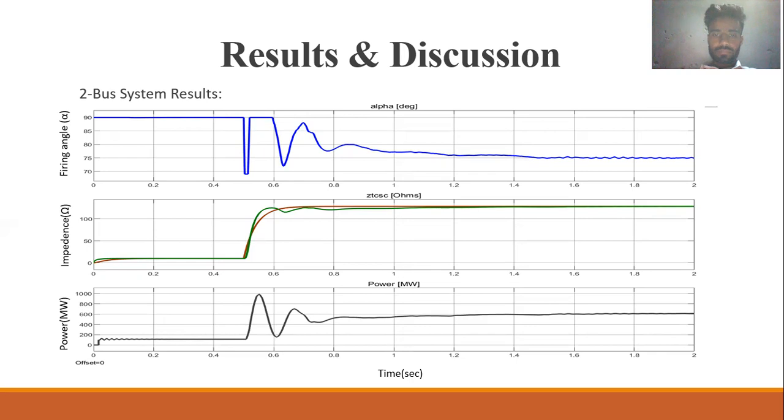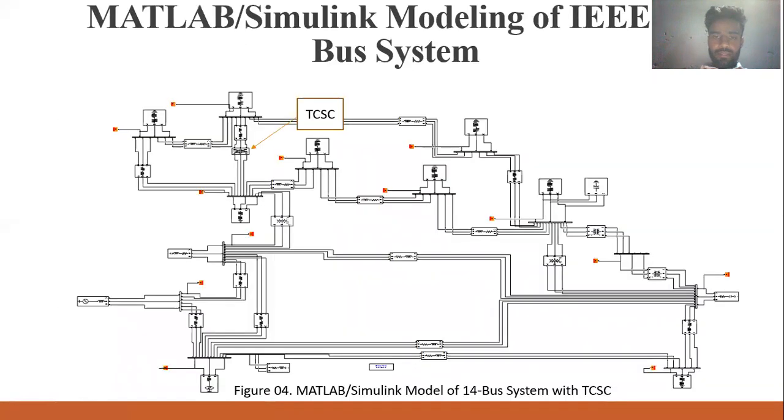So this is the result of the two bus power system. Then we are extending it to a 14 bus system, and here at 6 and 13 we are embedding our TCSC. So this is the model of the IEEE 14 bus system that we have made, and according to the literature review we have studied, we are embedding our TCSC in between bus 6 and 13 out of the 14 buses. This is the structure that we have designed, and we also have designed a TCSC and implemented it here in between 6 and 13.